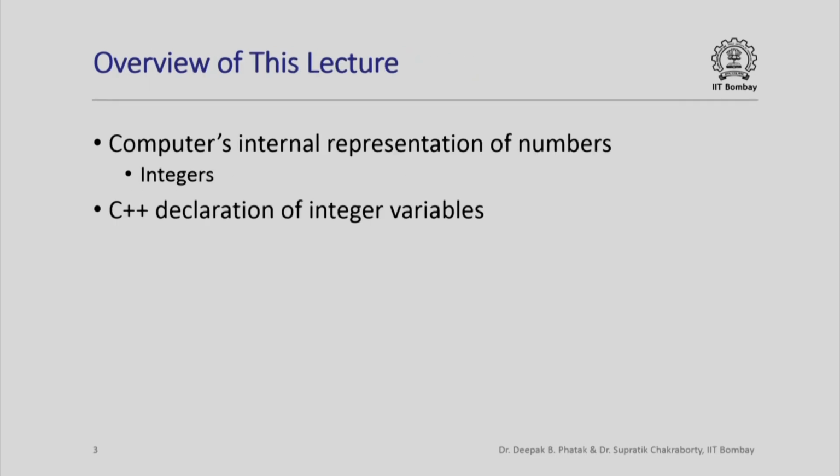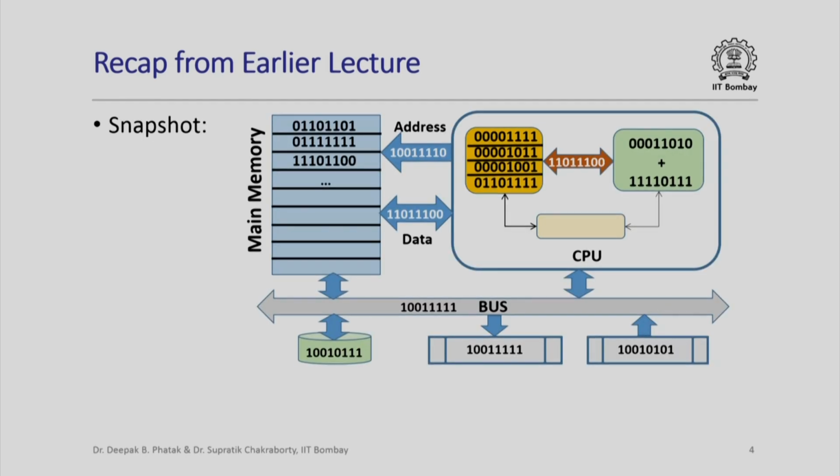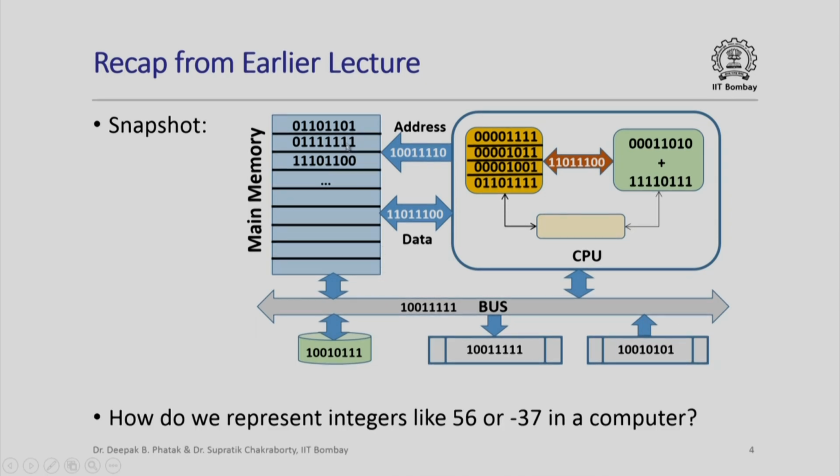In this lecture we are going to study how numbers, and specifically how integers, are represented inside a computer, and we are also going to see how in a C++ program we can declare integer variables. Now, from the earlier lecture you would recall that a snapshot of our simple computer looks like this, where we have different parts of the computer, and in each part we basically have sequences of zeros and ones. So the question is, in such a setting, how do we represent integers like 56 or minus 37 in terms of zeros and ones inside a computer?